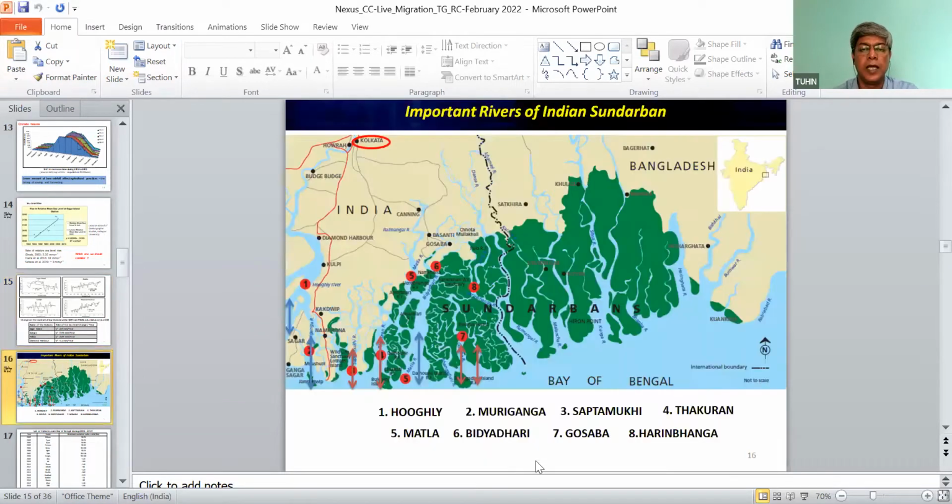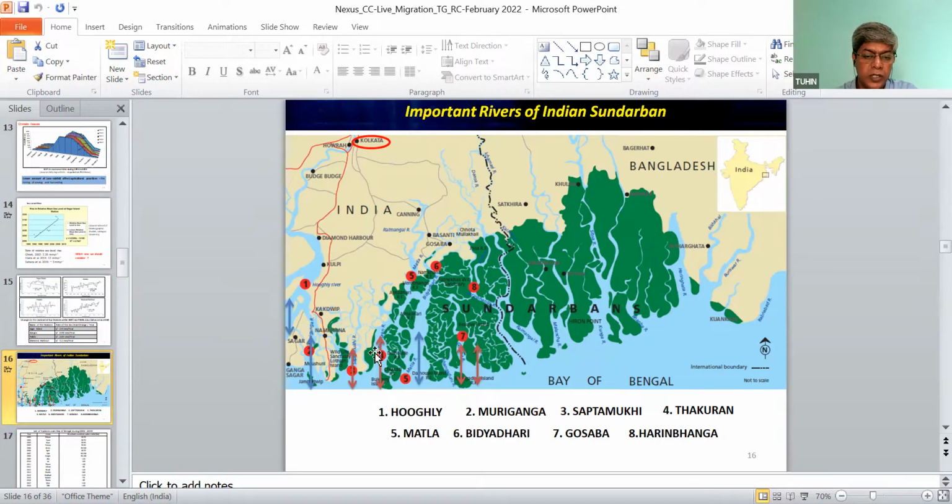And if we look through the river system, there are at least 8 prominent river systems within Sundarban. This is the Hooghly River, this is the Muriganga, and Saptamukhi, Thakuran, Matla, all these rivers are there. But only these 3 rivers are getting some fresh water from the upland, while all the other rivers are gradually becoming like tidal creeks. In the high tide the water enters into those creeks or the river system, so-called, and flushes out during the low tide.